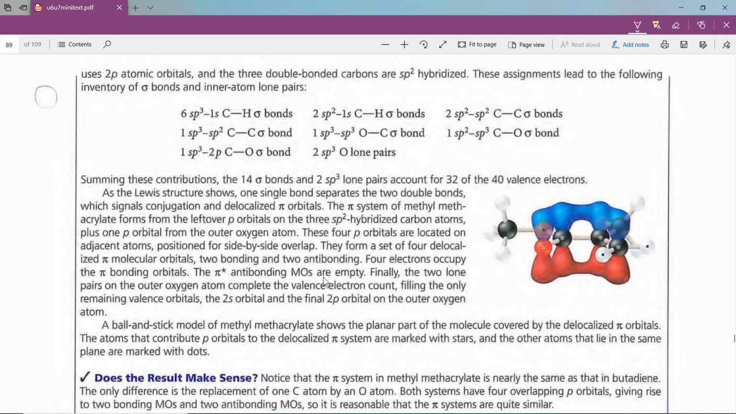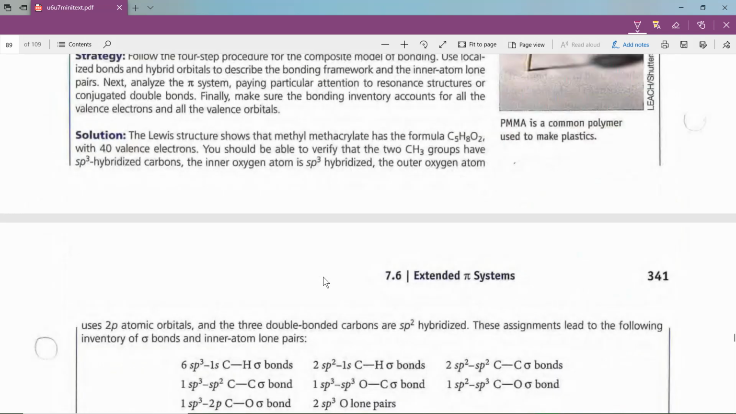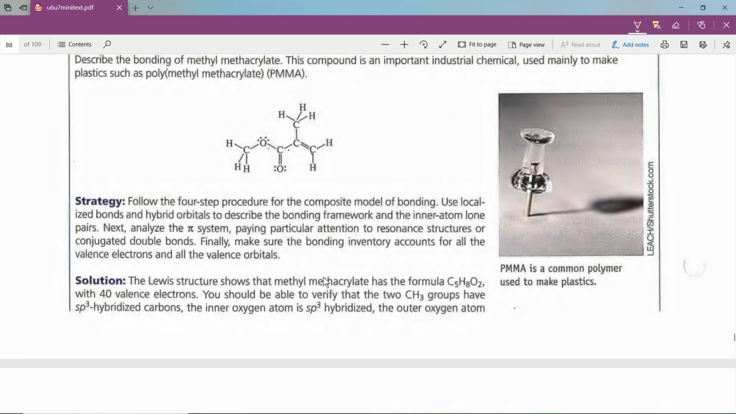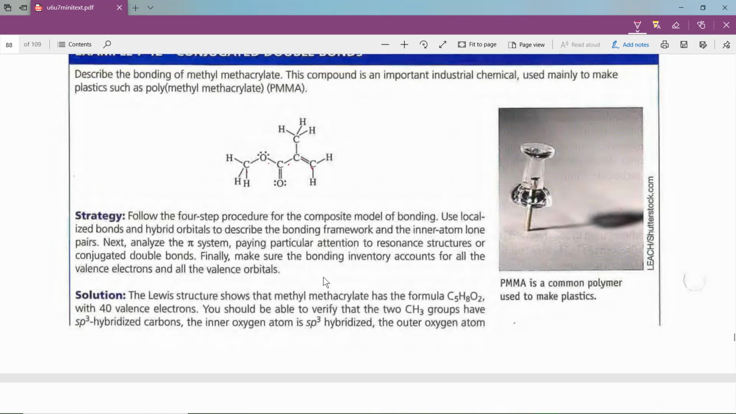Form a set of 4 delocalized. So I'm looking back here. I guess part of the molecule is conjugated, but it's not extending across all of the system here, right? I have a double, single, double. That's not a full one here. About double, single, double. No, that's not good either. You should be able to verify.